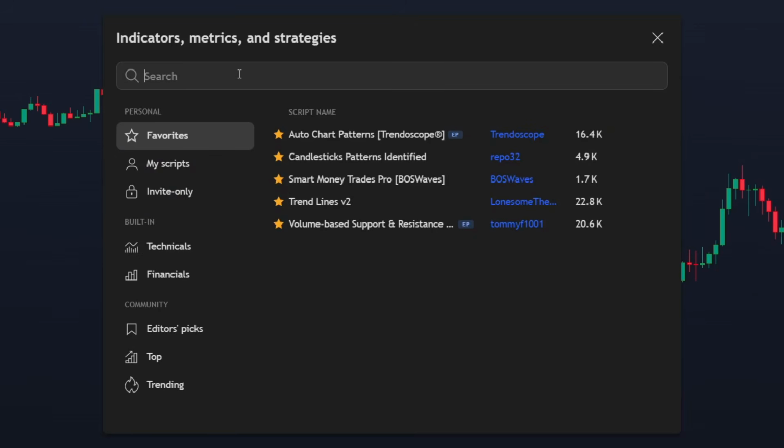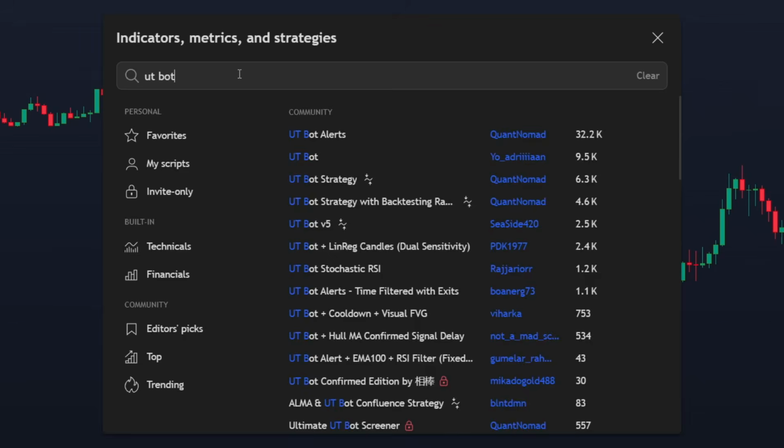So in the Indicators tab, to add the third indicator, search for the UTbot alerts by Quant Nomad.